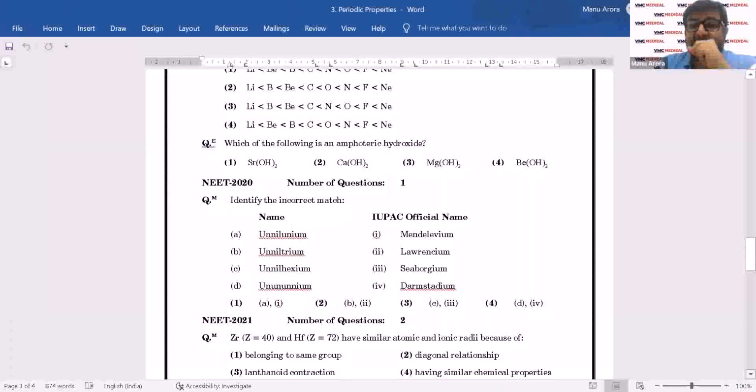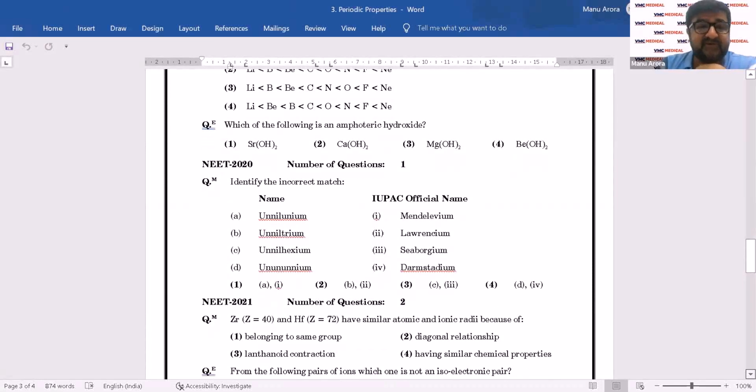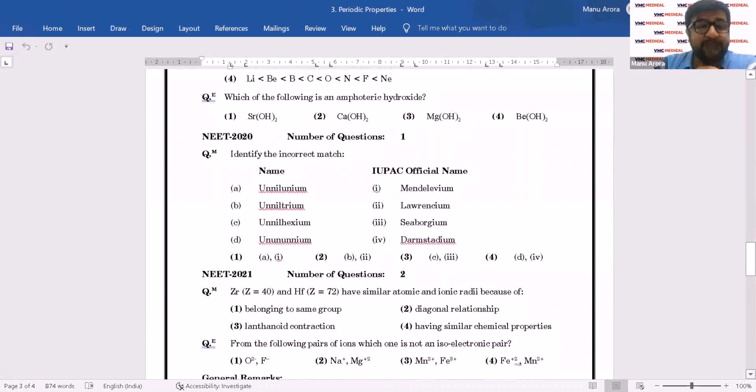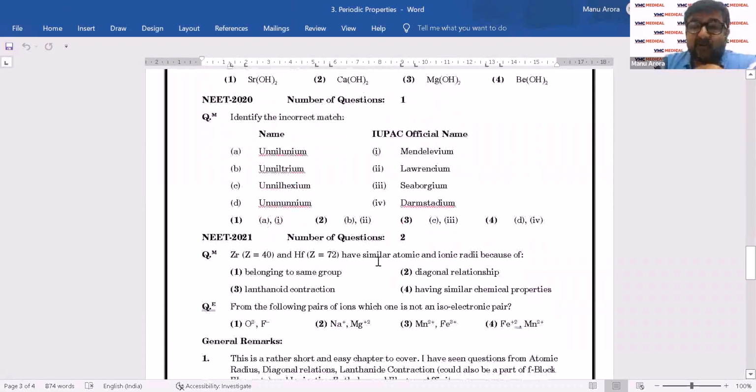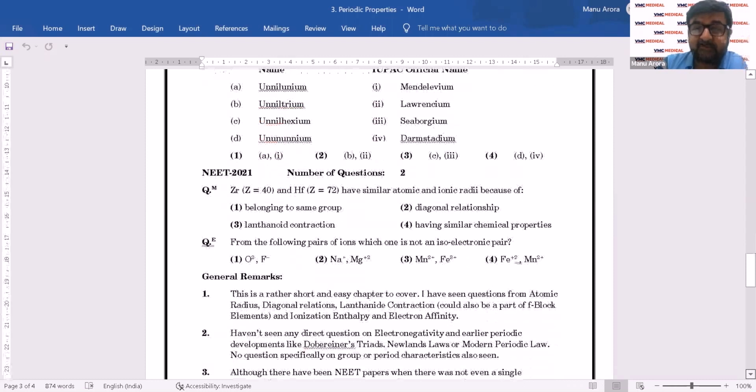One question which in 2020 was totally on IUPAC nomenclature of the new elements, which are the latter part in the 6D. Once again, zirconium and hafnium have similar atomic and ionic radii. I have still not seen any question from electronegativity, if I can notice this. And once again on isoelectronic pair. So isoelectronic nature, lanthanide contraction. This is a rather short and easy chapter to cover.